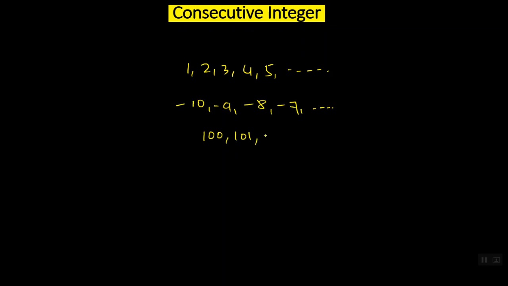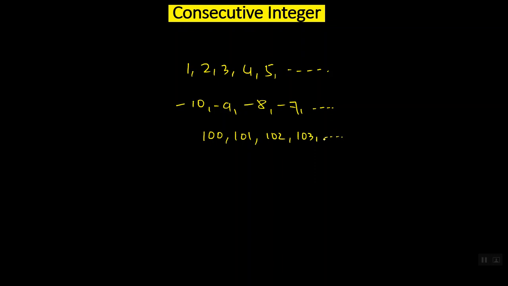Consecutive integers. Integers that follow one another without skipping any integers. 1, 2, 3, 4, 5 are consecutive integers. I can say -10, -9, -8, -7, or I can also say 100, 101, 102, 103, and so on. These are our consecutive integers.